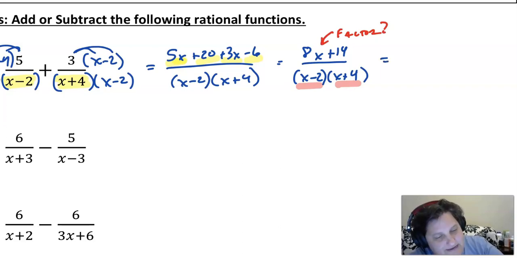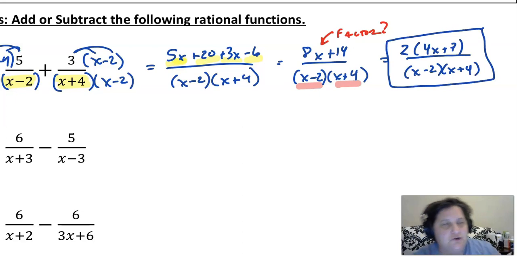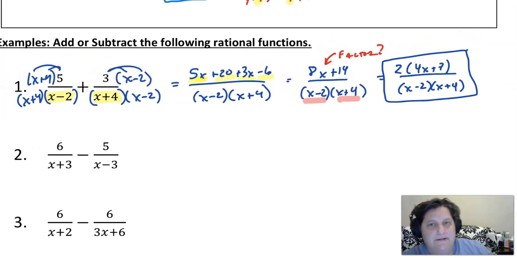Now, this one does, but I can only take out a 2, and then it's actually 4x plus 7 over x minus 2, x plus 4, and then that's all that can happen. So you still want to check if it can factor or cross out at the end, right? It's just very hard to make these type of questions work out like that, so they usually don't. Okay?